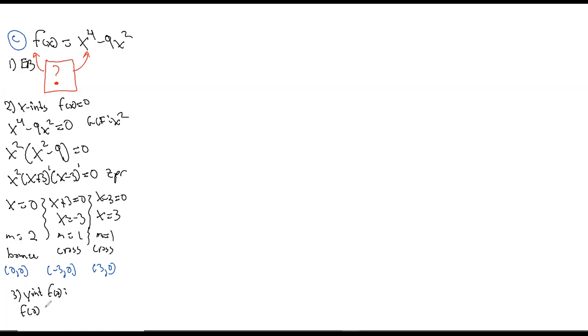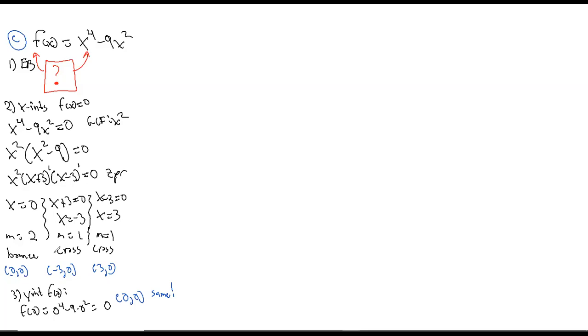So f of 0 is 0 to the fourth minus 9 times 0 to the second, which is 0 minus 0, which is 0. Therefore, we get the point 0, 0. The same point as what we found from doing the x-intercepts. That can happen. An origin is both an x and a y-intercept, so if you find it one way, you're going to find it the other way. And this is going to happen more and more frequently as we progress. So you might think we got 4 points, but in reality, we only have 3. Maybe that's an issue, maybe not.